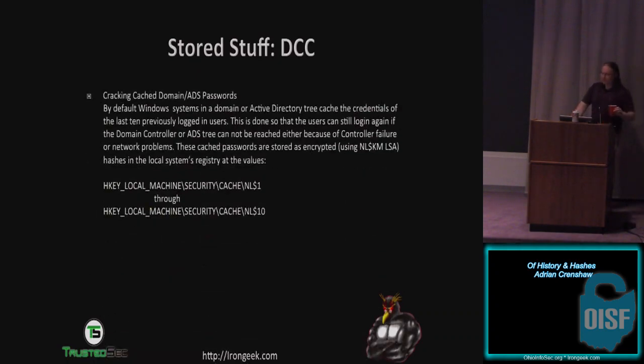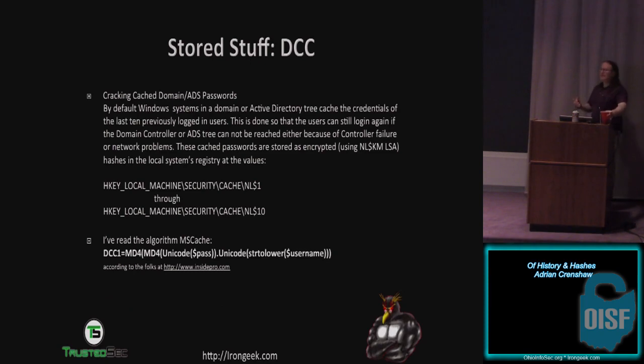Oh, as far as other password storage on Windows, there's also domain stored cached credentials. Now this algorithm's changed over time. It's stored in the registry. Basically, by default, most Windows systems are going to store the last 10 sets of logins. So let's say the domain controller is down or your network's down, you can still log into the workstation with your domain credentials. They just happen to be cached locally on the machine.